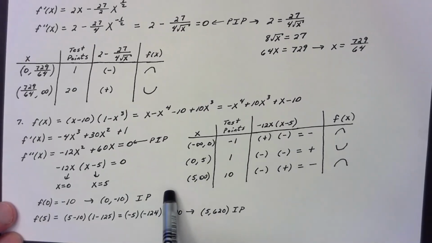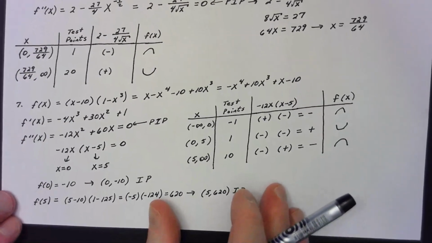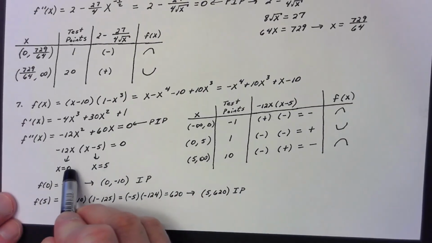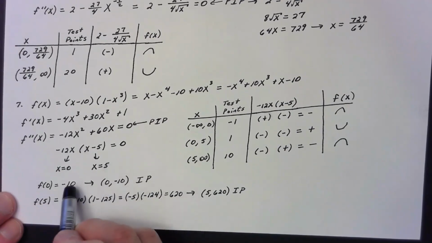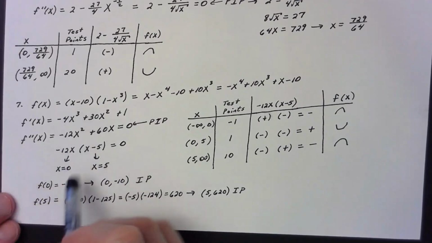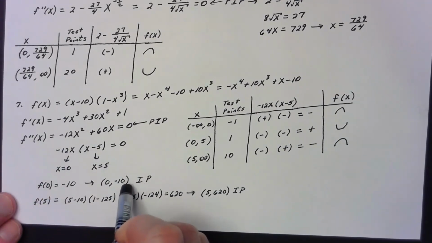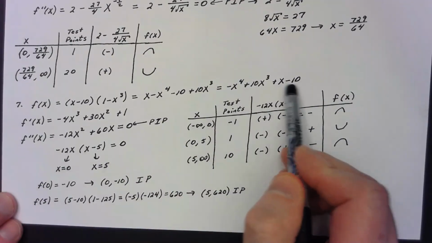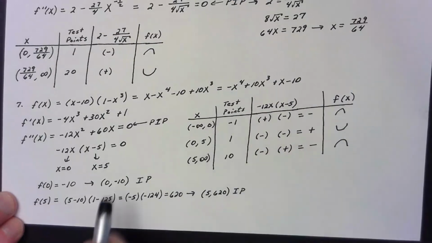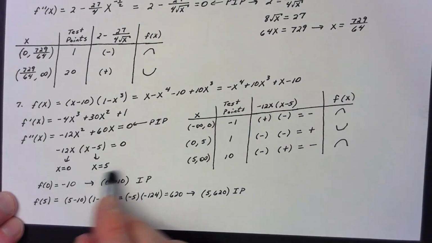Now, this is another one of those problems where it's going to ask the points of inflection, meaning it wants the x and y coordinates. So then all you have to do is take each of these x values of inflection points, plug them into the original function to get the y value. So if x is 0, we can easily see, hey, the y value would be negative 10 here. So I'll have the ordered pair 0, negative 10 is one inflection point.